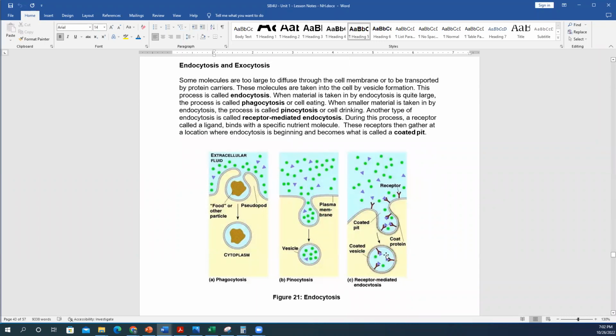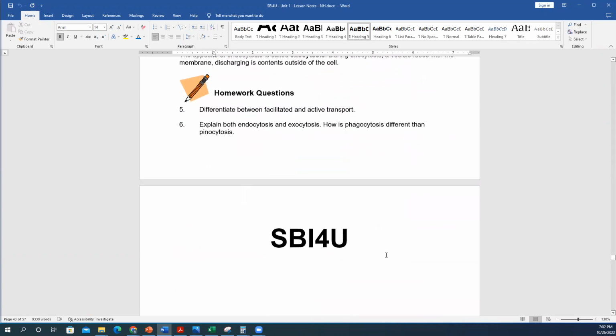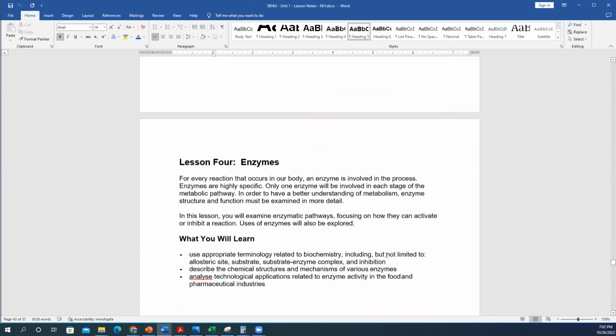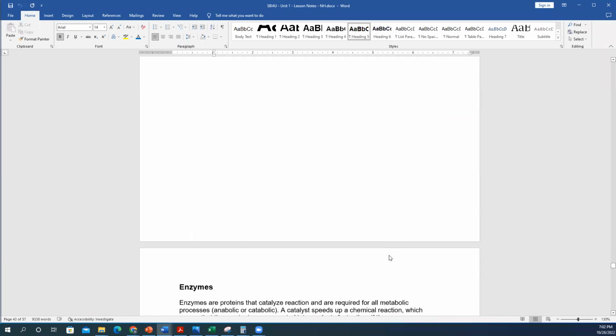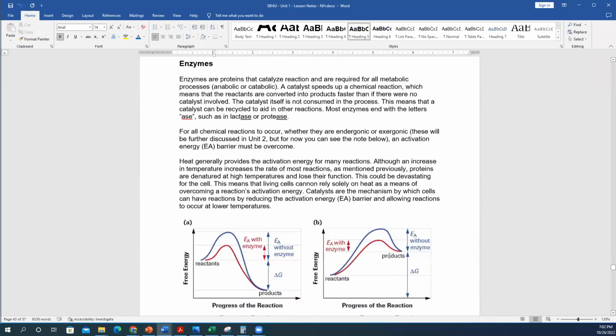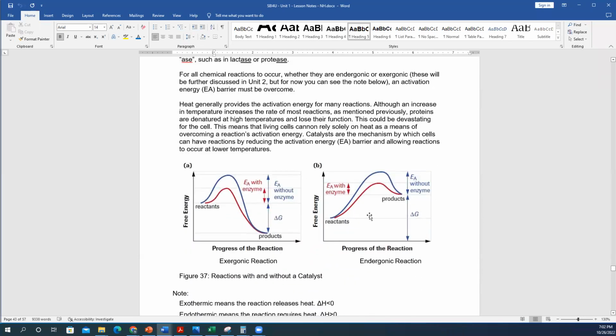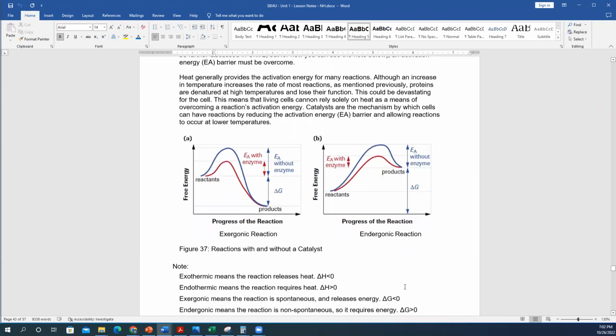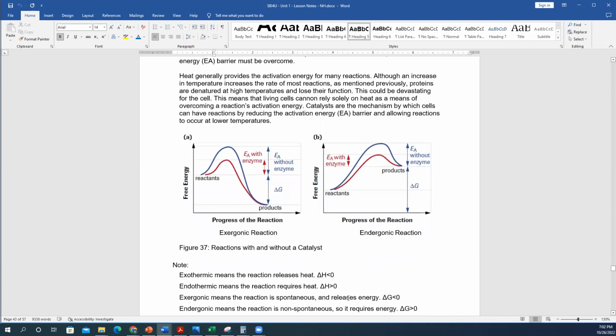We covered endocytosis and exocytosis. And finally, in our lesson 4, our focus was enzymes. We talked about exergonic and endergonic reactions. And we looked at these definitions of what exergonic and endergonic mean, and what exothermic and endothermic mean.